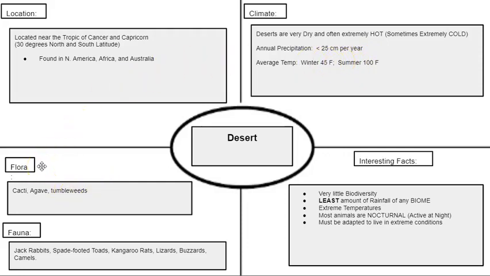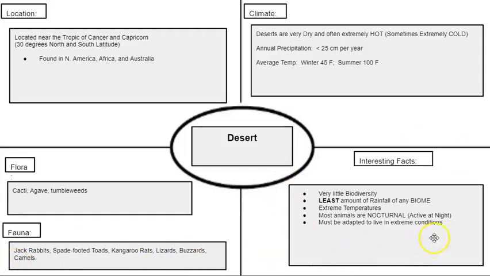Your flora or plants and your fauna or animals are going to be down in this section, as you all know. So some of those include, for the plants, cacti, agave, and tumbleweeds. And some of those for your animals are going to be those jackrabbits with the big ears, our spade-footed toads that burrow down in the ground, our kangaroo rats, some lizards, buzzards, and even some camels.